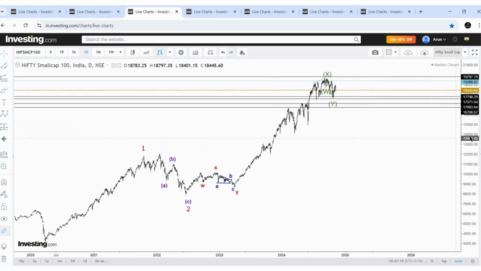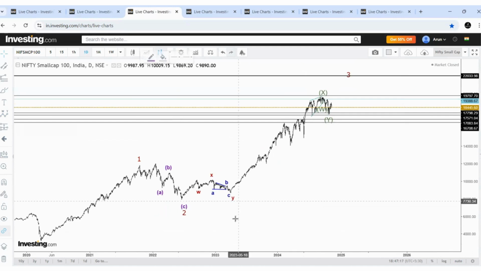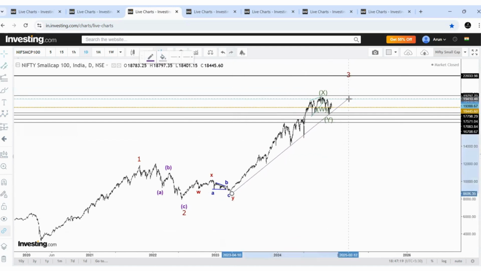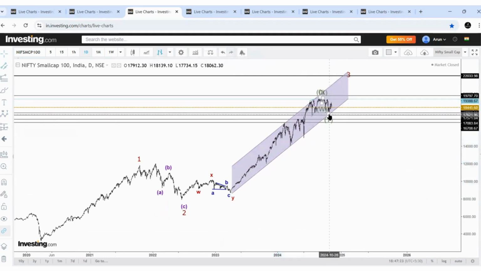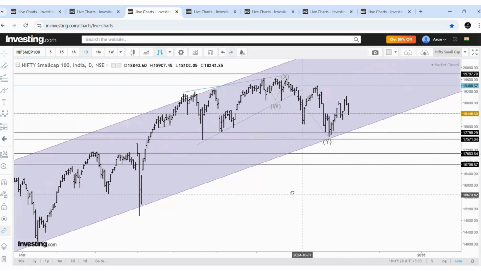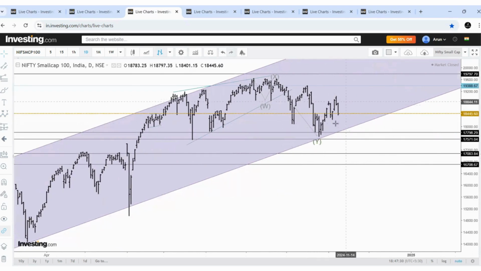Okay, like this. Okay, so the price is taking support in the important channel support only. So let's see if the price moves higher, or it may take some complex pattern and may come lower.